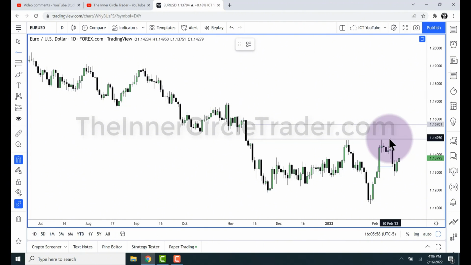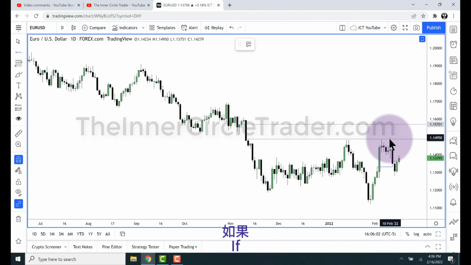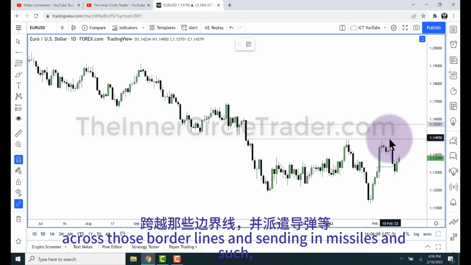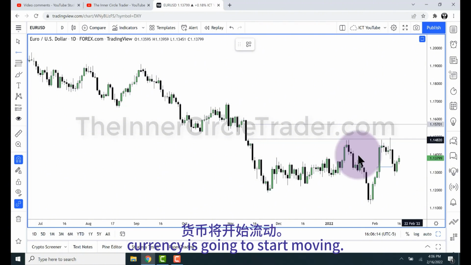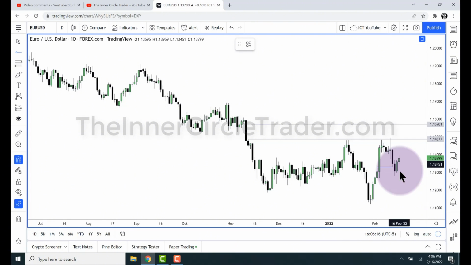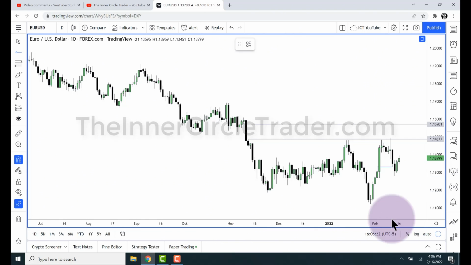Now, all of that changes if Putin takes himself into Ukraine. If he starts doing the Russian shuffle across those borderlines and sending in missiles and such, man, this currency is going to start moving. Dollar is going to surge. This will tank. That's how I see it.